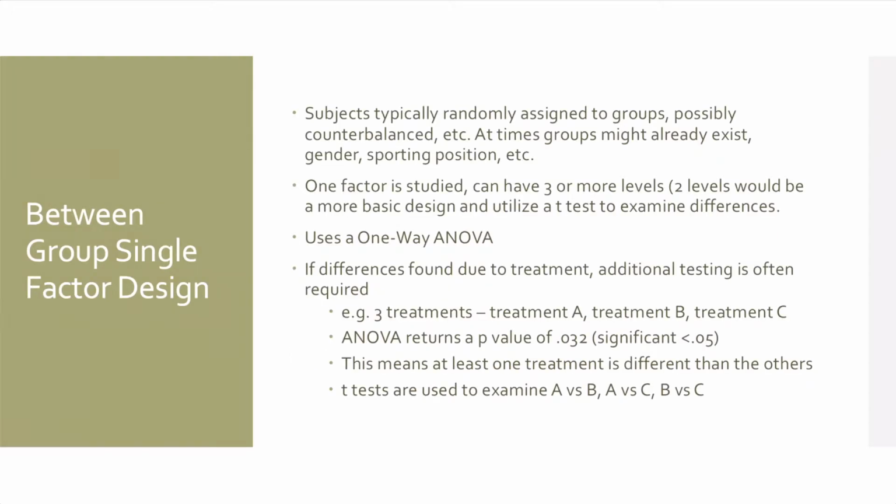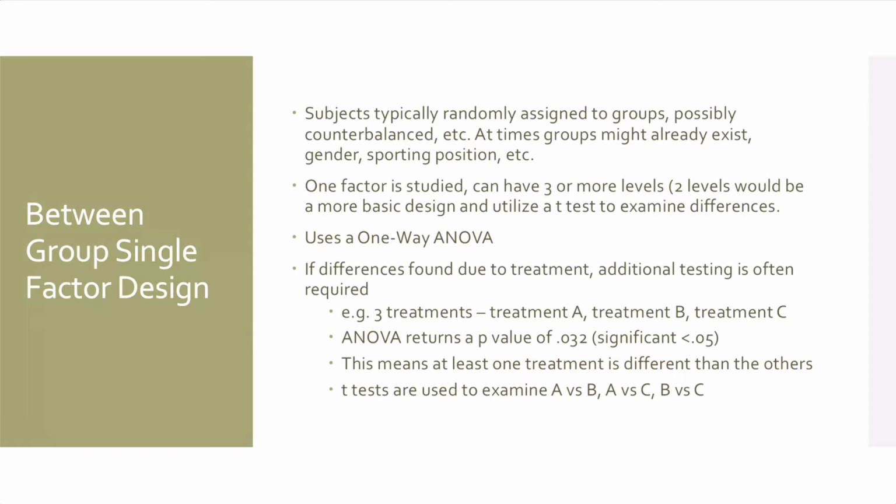So in between group single factor designs, we're going to see a couple things here. Remember, we talked about between and within subjects groups, or between group and within group designs, in the previous unit. Between group designs are where the subjects are divided among the different treatments. So each subject gets only one treatment, versus within subjects or repeated measure designs, where each subject is subjected to each treatment. In between group designs, subjects are going to be randomly assigned to the treatment groups, probably in a counterbalanced fashion.